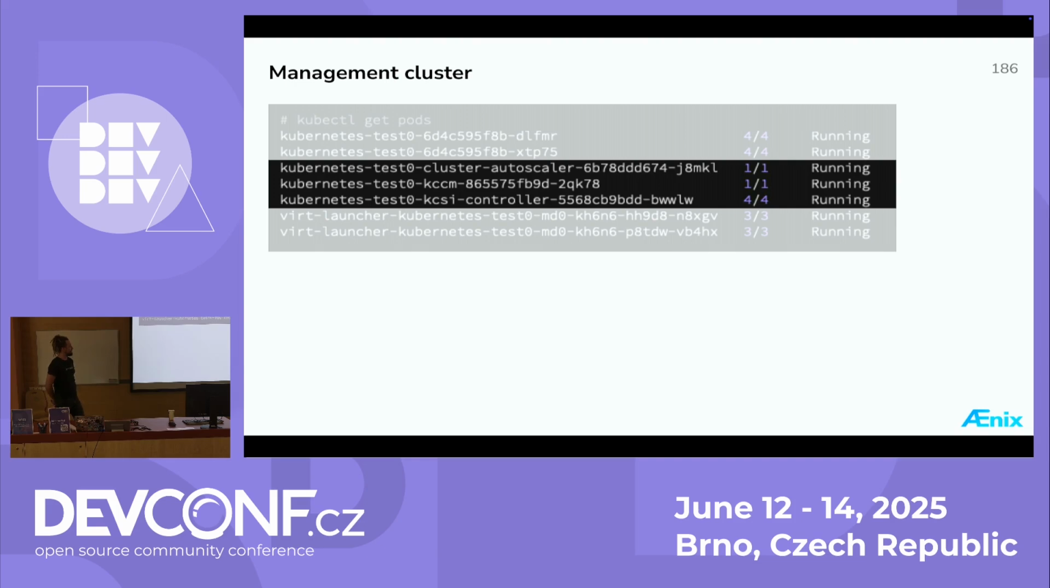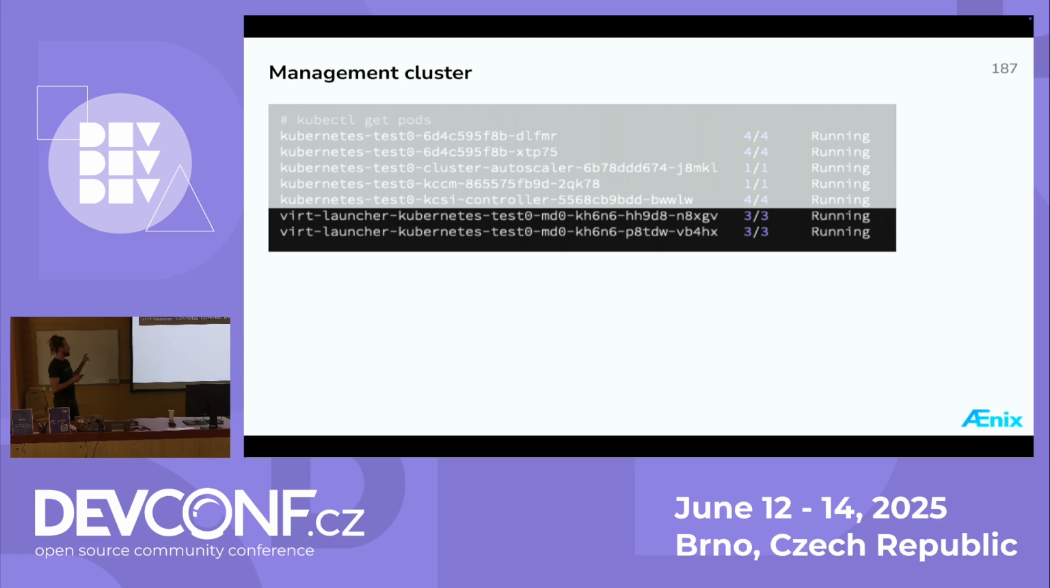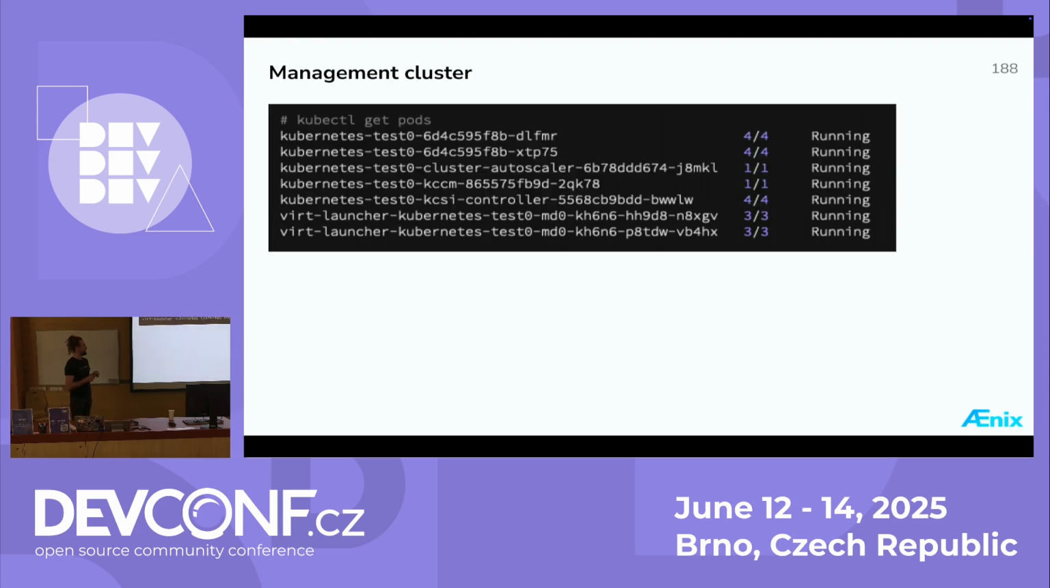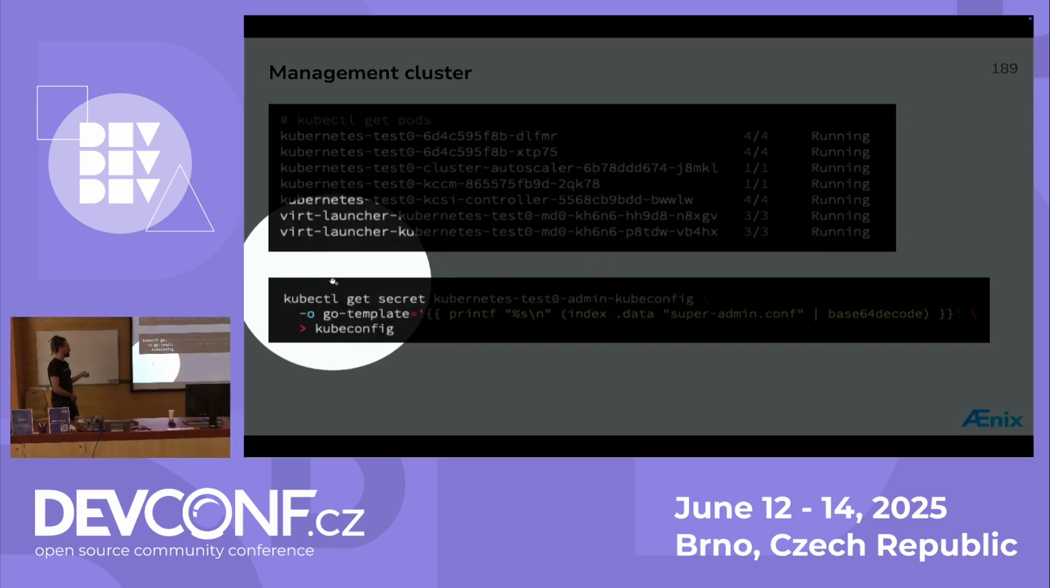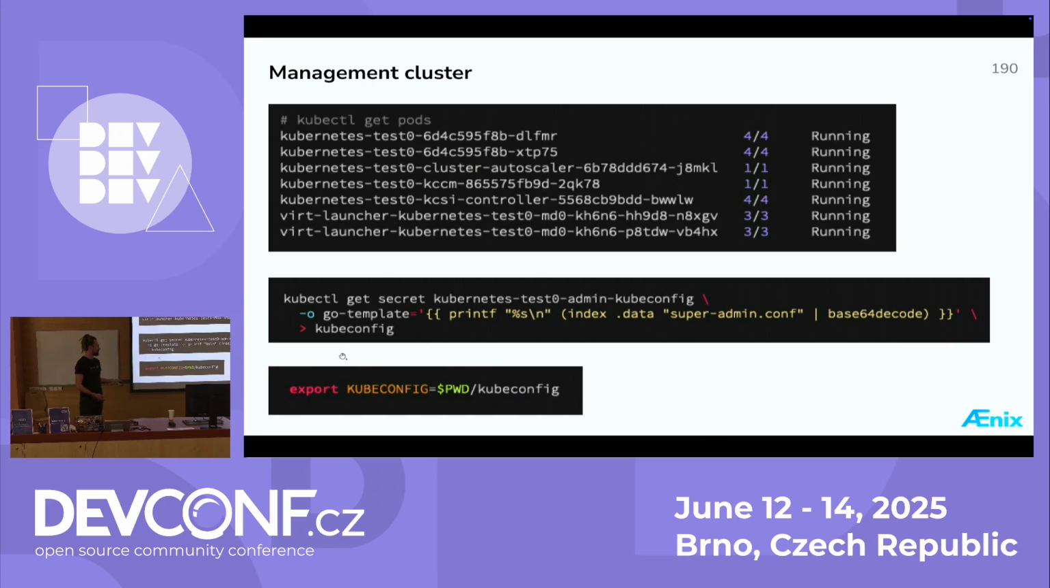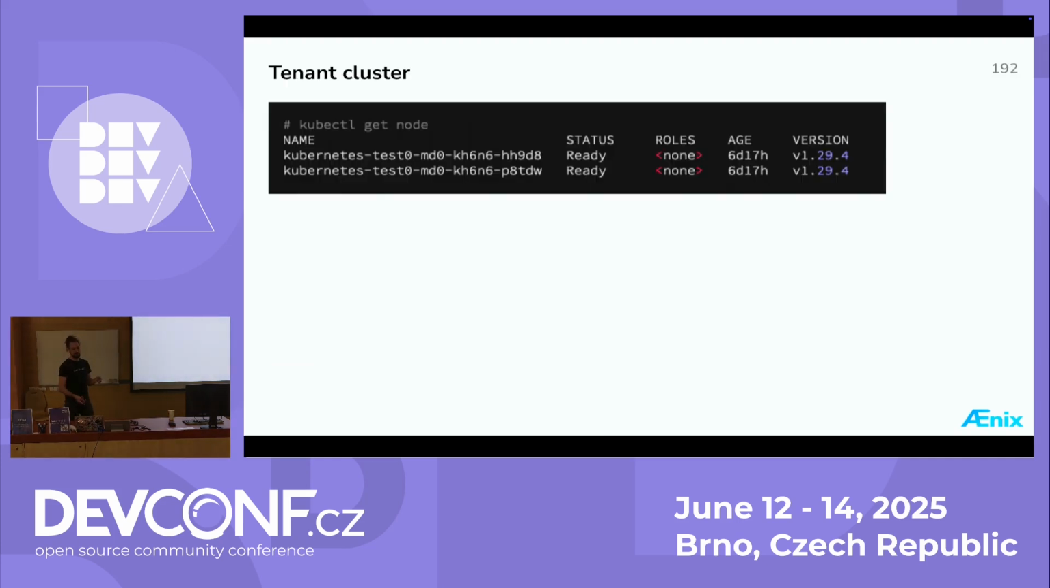The same components are running: Cluster Autoscaler, KubeVirt CCM, and KubeVirt CSI controller. And here are 2 virtual machines. They're also created as pods. So now we can get the secret for this Kubernetes cluster. You can just download it from Kubernetes, save it to a kubeconfig, and then export it using the KUBECONFIG variable. So now we will speak with the tenant Kubernetes cluster.